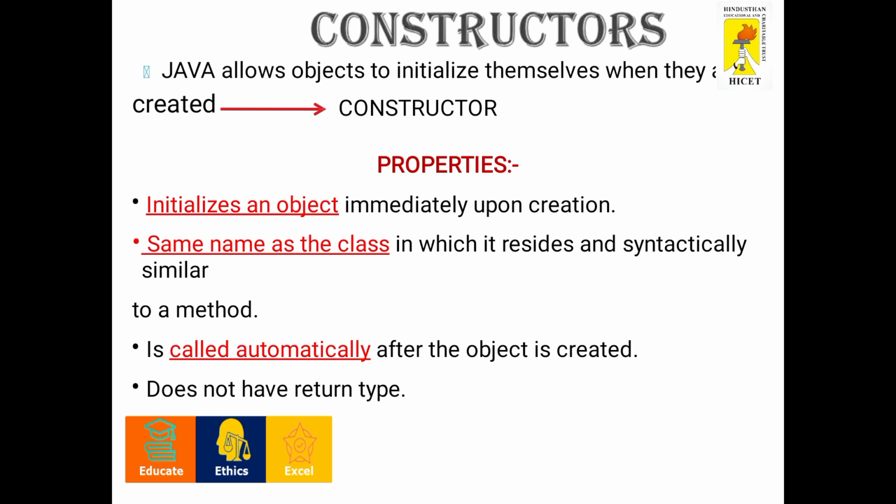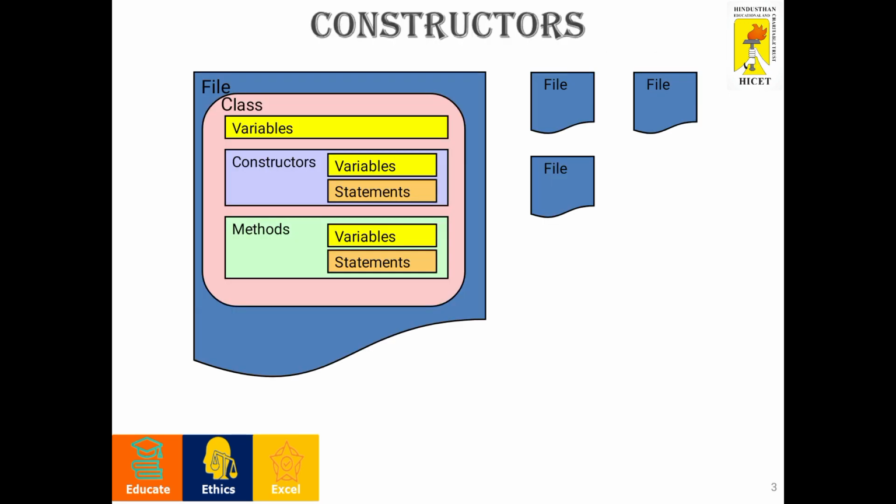Every time an object is created using the keyword new, at least one constructor is called, and by default it will call the default constructor. If there is no constructor available in the class, it will call the default constructor by default, and it will be called automatically after the object is created. It does not have any return type.